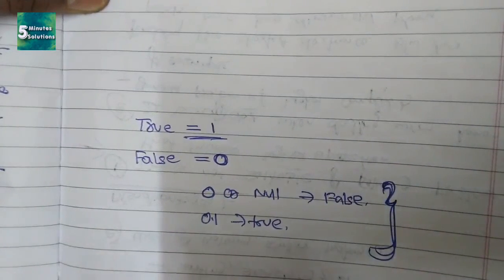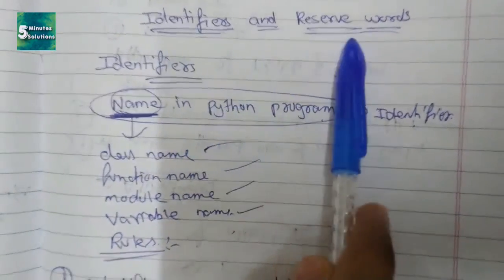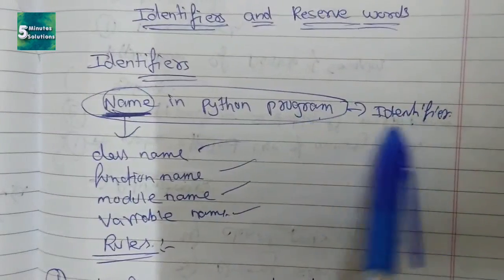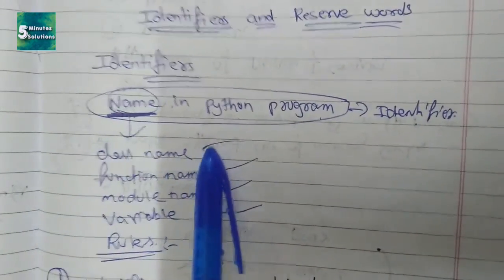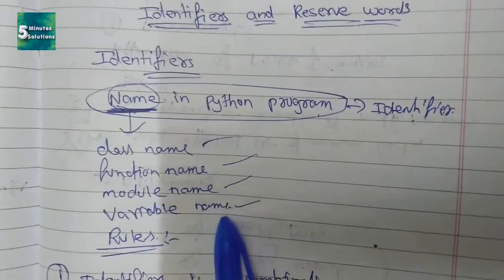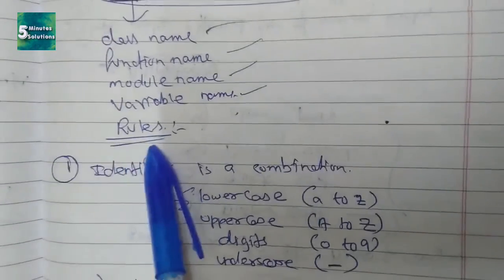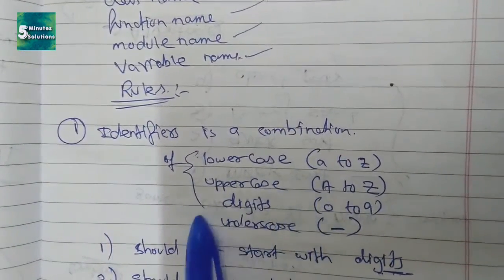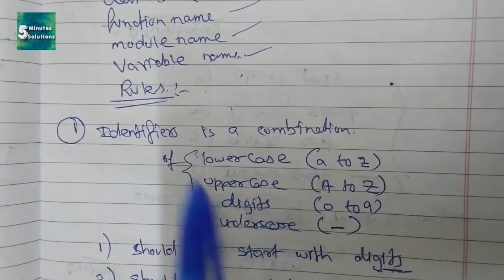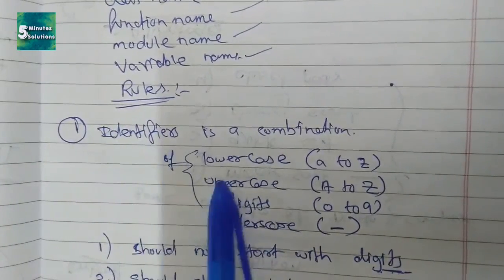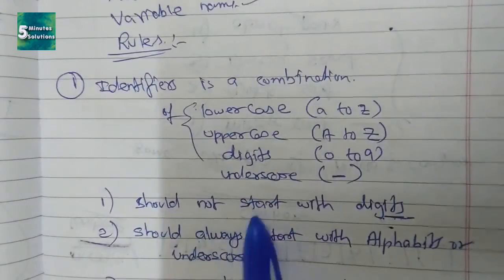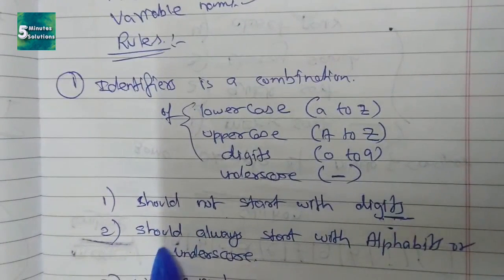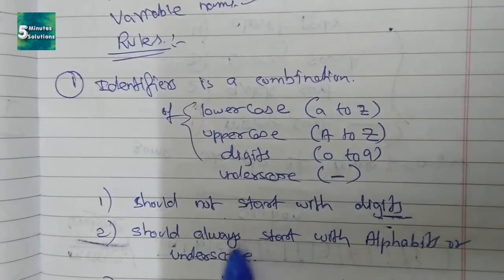Okay, now let's take a quick revision of what you have studied. Identifiers. A name in a Python program is an identifier. The name here may be a class name or a function name or a module name, or it may be a variable name. And rules in identifiers. An identifier is a combination of lowercase letters, uppercase letters, digits from 0 to 9, and the underscore. In identifiers, there is no dollar symbol. Identifiers should not start with a digit. They cannot start with digits, and should always start with alphabets or underscore.